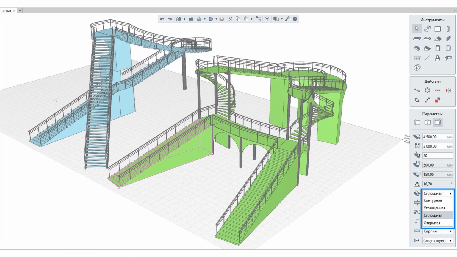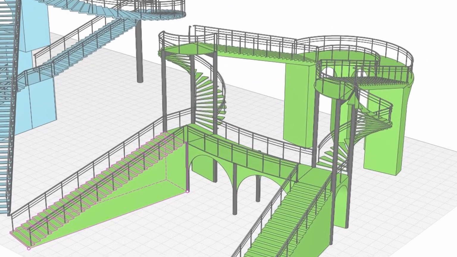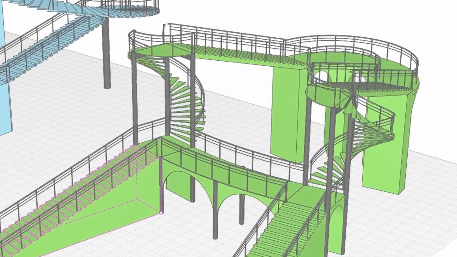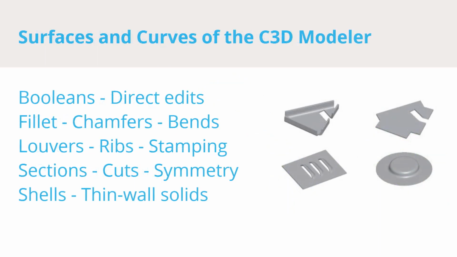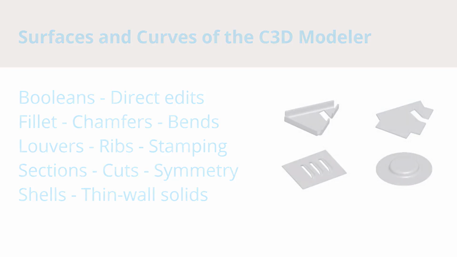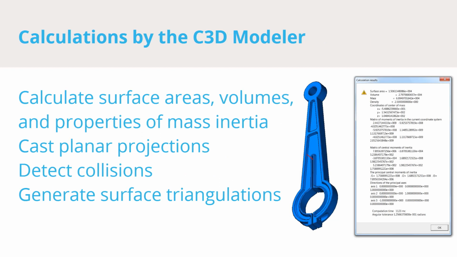That was the sort of straightforward parametric stairs you would expect in architectural software, but here's some of the complex designs capable with the C3D modeler. When you license the modeler from C3D, you get access to solid and surface modeling, sheet metal, and direct modeling and editing. Surfaces and curves provided by C3D include booleans and fillet chamfers, bends, louvers, ribs, stamping, sections, cut, symmetry, and shells. The C3D modeler calculates surface areas, volumes, and properties, and casts planar projections, detects collisions, and generates surface triangulations.